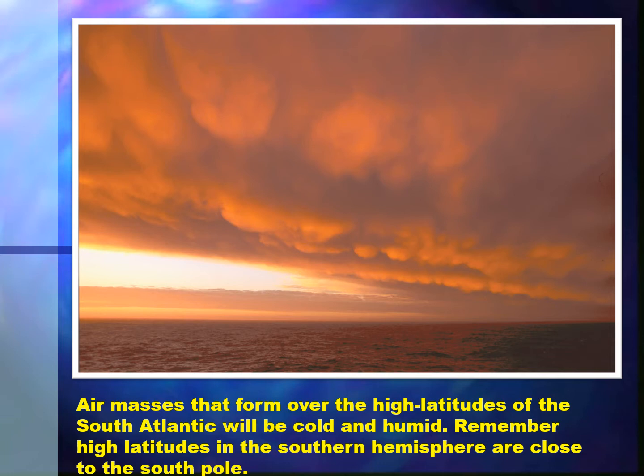So, air masses that form over the high latitudes of the South Atlantic will be cold and humid. High latitudes of the South Atlantic. We're talking South Atlantic, we're talking Southern Hemisphere. High latitudes means getting closer to 90, getting closer to the pole. So South Atlantic is not quite to Antarctica, but these air masses will be cold because they're getting close to the South Pole, and they will be humid because they're forming over water.